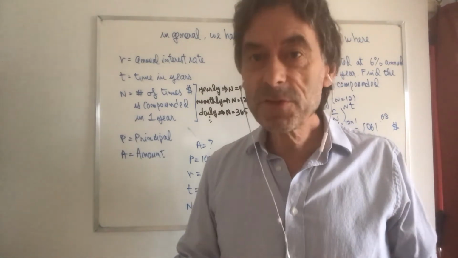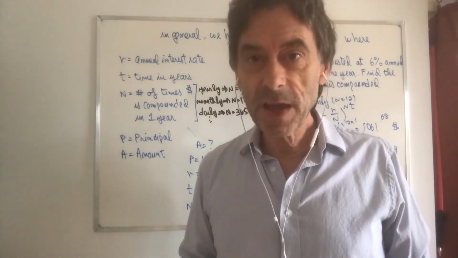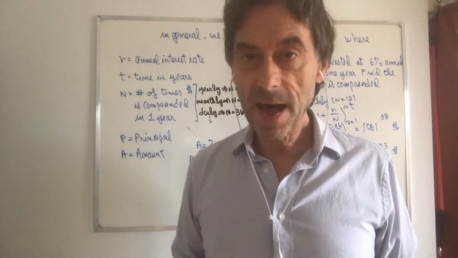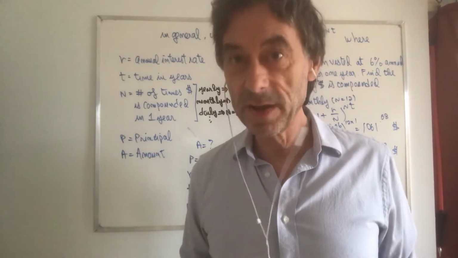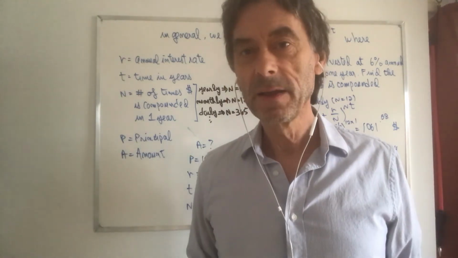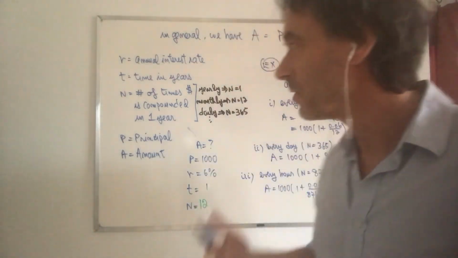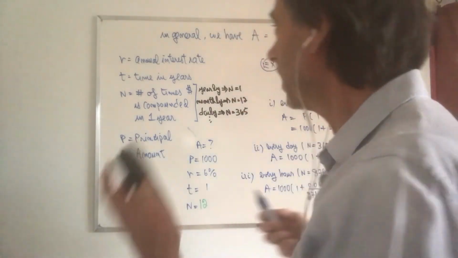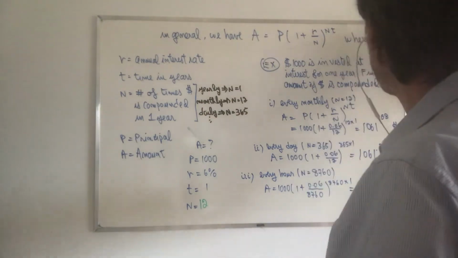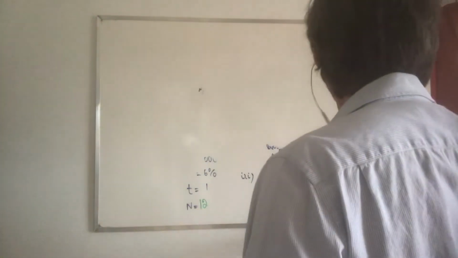What if I do it every half second? What if I do it every millisecond? What if I do it like so fast that I can't actually even keep track of it? What if I compound money continuously? Aha. So this is actually the third type of interest that I want to cover with you guys in this video today, and it is continuous interest.